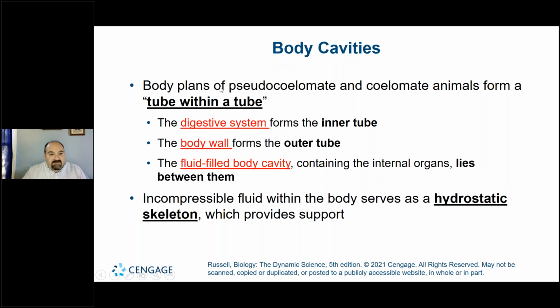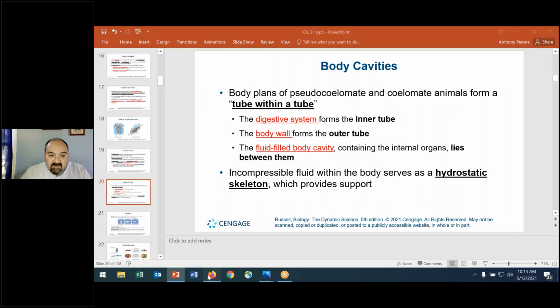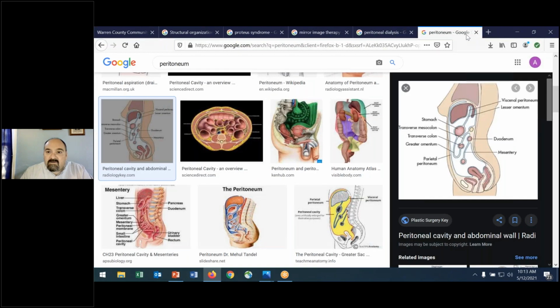So body cavities. The body plans of the pseudocoelomate and coelomate animals have formed a tube within a tube. And so realize that in the early developmental stages, there are tubes that develop, and these rudimentary tubes get more complex as the development takes place. So we have, let's show you here.